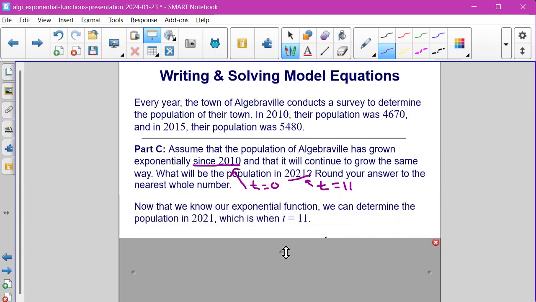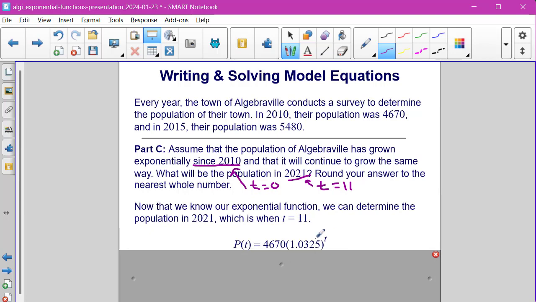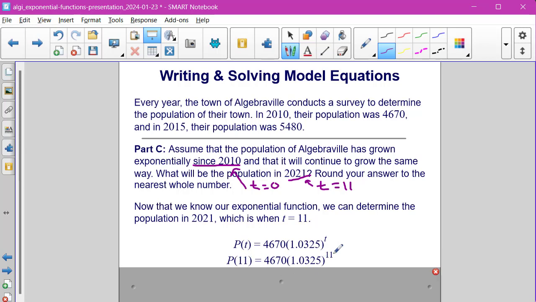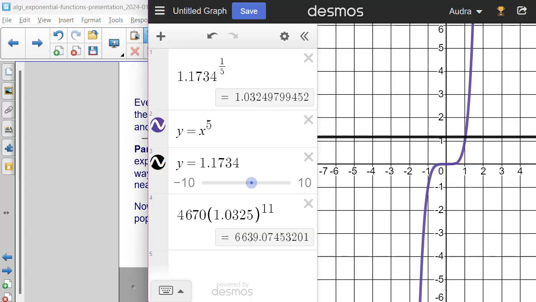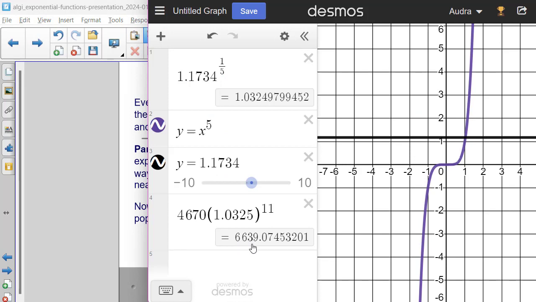So we can then take our exponential function model that we have, P of t, which is equal to 4,670 times 1.0325 raised to the t power, and substitute 11 in for t, and then we can evaluate it. So let's first rewrite our problem and put 11 in our t locations, and then we can get out a calculator and evaluate this. And when we evaluate it, we will end up getting 6,639 and a bunch after the decimal point, but it starts with a 0.